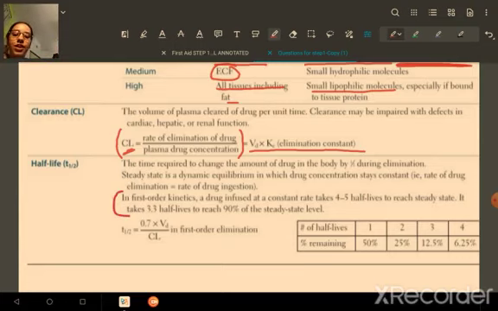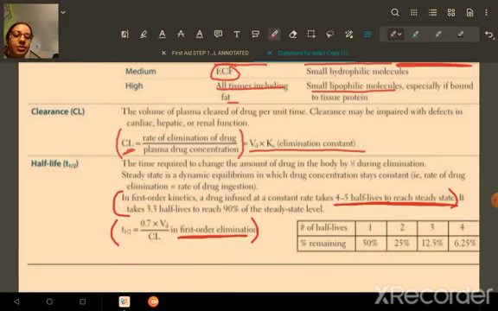If we infuse a drug at a constant rate, it will take around 4 to 5 half-lives to reach a steady state. Steady state is when the rate of drug ingestion is equal to the rate of drug elimination. So it takes 4 to 5 half-lives to reach steady state. Another formula for half-life is given here: it is 0.7 times volume of distribution upon clearance in first order kinetics. That is why we need to know in that question that it is first order kinetics, because the concept of half-life applies very nicely, and only, for first order elimination.